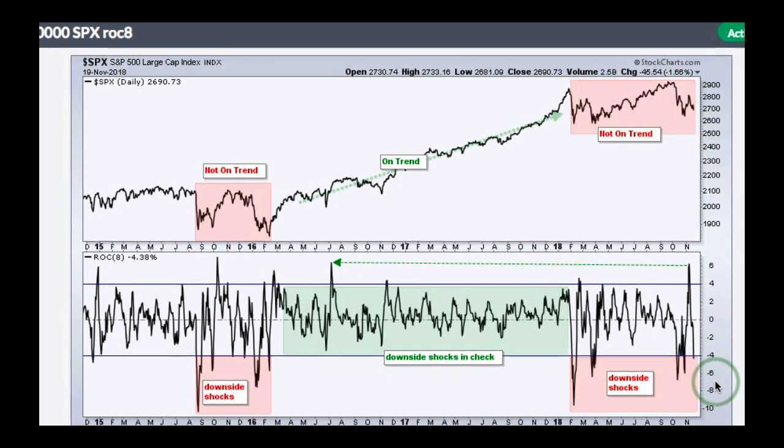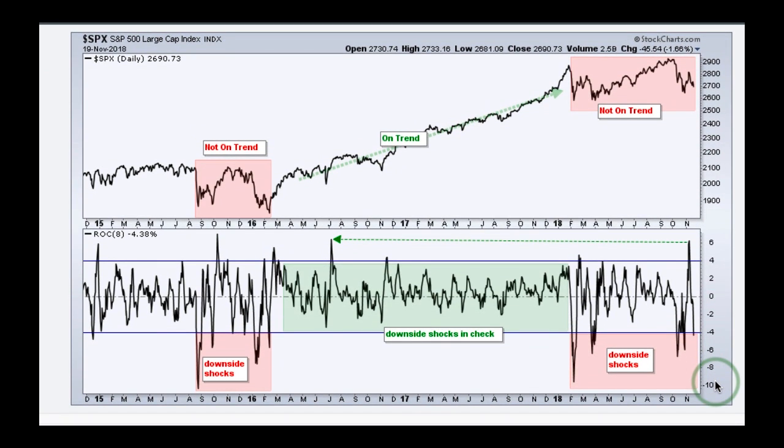Now this chart here shows the 8-day rate of change, and it goes back a little longer for some perspective. And you can see here that we had these downside shocks in 2015 when we went below -4% over an 8-day period. And those are big declines, all right? And when we had those big declines, we were not on trend. And then we didn't go below -4% for over a year here.